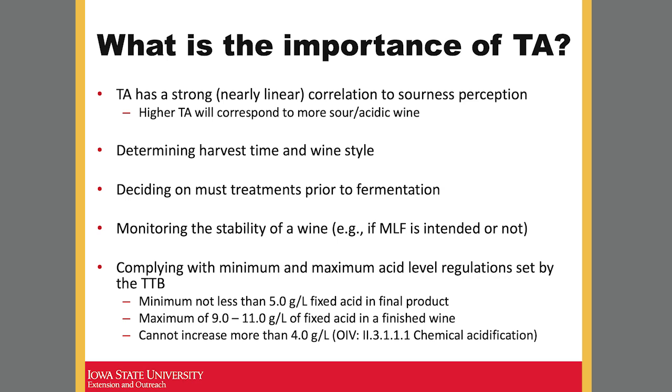So why is it important to look at titratable acidity? That's because, as I explained, titratable acidity has a strong correlation with the sourness, the acidic perception, the concentration of acids. So the higher the titratable acidity, the more acidic your wine is going to be perceived. That's really important to determine when it's time to harvest your grapes and the style of wine. If you have a grape with a titratable acidity of 20 grams per liter, you may decide to wait before harvesting your grapes.